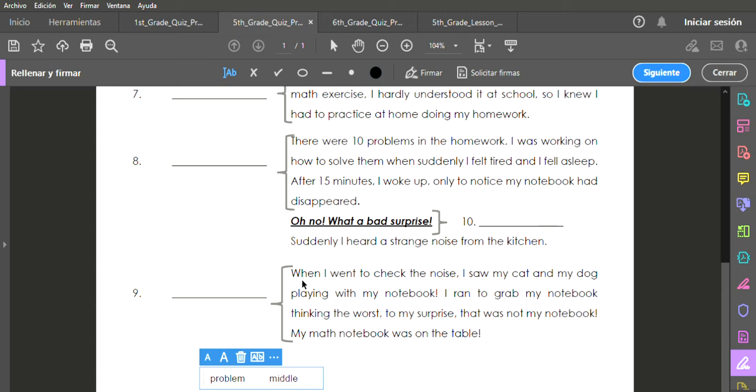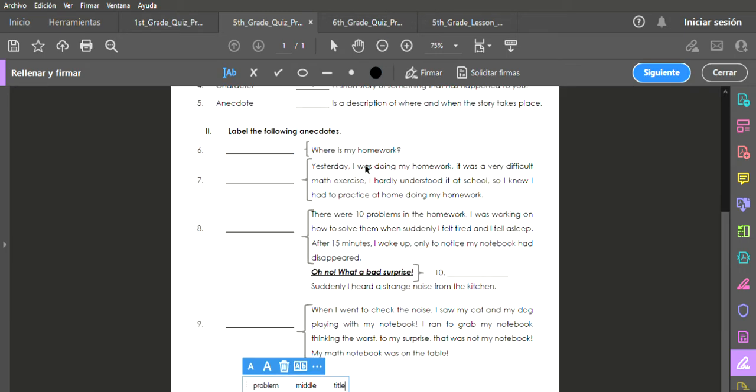The next part is going to be title. Título. Indicate which of these is the title. Indica cuál de estos es el título. Beginning. Comienzo. Which of these parts is the beginning? ¿Cuál de estas partes es el comienzo?